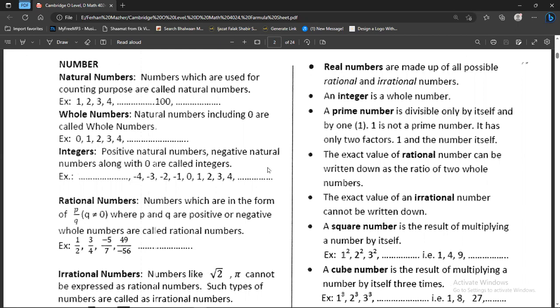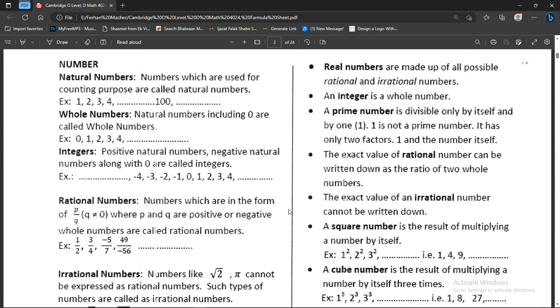Numbers which are used for counting purposes are called natural numbers. For example, 1, 2, 3, 4. Whole numbers: in the whole numbers, 0 is also included, and natural numbers including the 0 are called whole numbers. So for example, 0, 1, 2, 3, 4, and so on. Integers: positive natural numbers, negative natural numbers along with 0 are called integers. Remember, integers can be negative whole numbers and positive whole numbers both. For example, you have -4, -3, -2, -1, 0, 1, 2, 3, and 4.